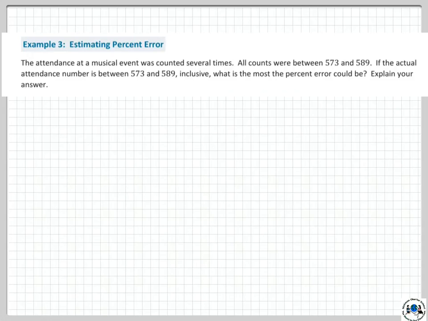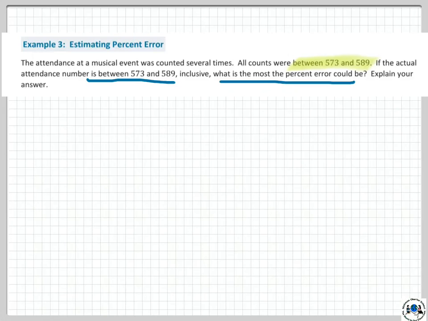The attendance at a musical event was counted several times. All counts were between 573 and 589. If the actual attendance number is between 573 and 589 inclusive, what is the most the percent error could be? Then we'll talk about explaining your answer here. If you want to go ahead and try to grapple with that, maybe not. Let's just do it together.